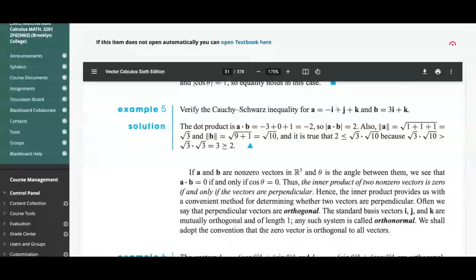Let's just show this one. Vector A is negative 1, 1, 1. B is 3, 0, 1, because we don't see j here. j doesn't appear, that means j is 0. Then we do A dot B. So we get negative 2. The absolute value of negative 2 is 2. Then we find the length of A, which is square root 3. Length of B, square root 10. The product of those two is square root of 30. Square root 30, of course, is greater than 2, because 2 is the square root of 4.